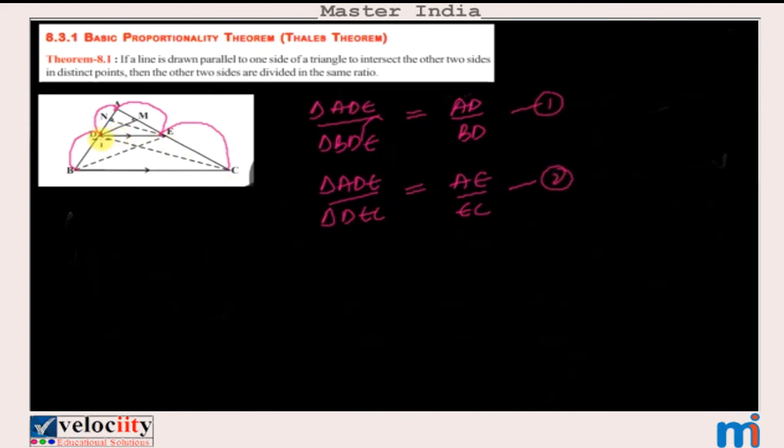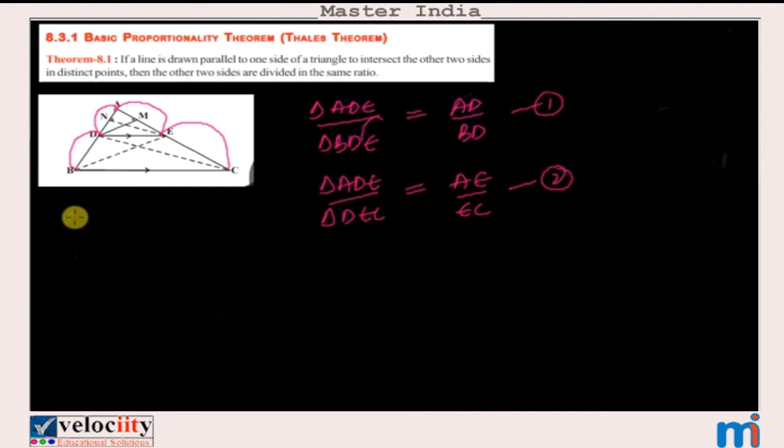Now if you consider this triangle DEC and the triangle DEB, you see that they lie between the same parallel lines DE and BC, and they are on the same base. For triangle DEC the base is DE, and for triangle DEB also the base is DE. So these two triangles lie between the same parallel lines and on the same base. The areas of such triangles will always be equal.